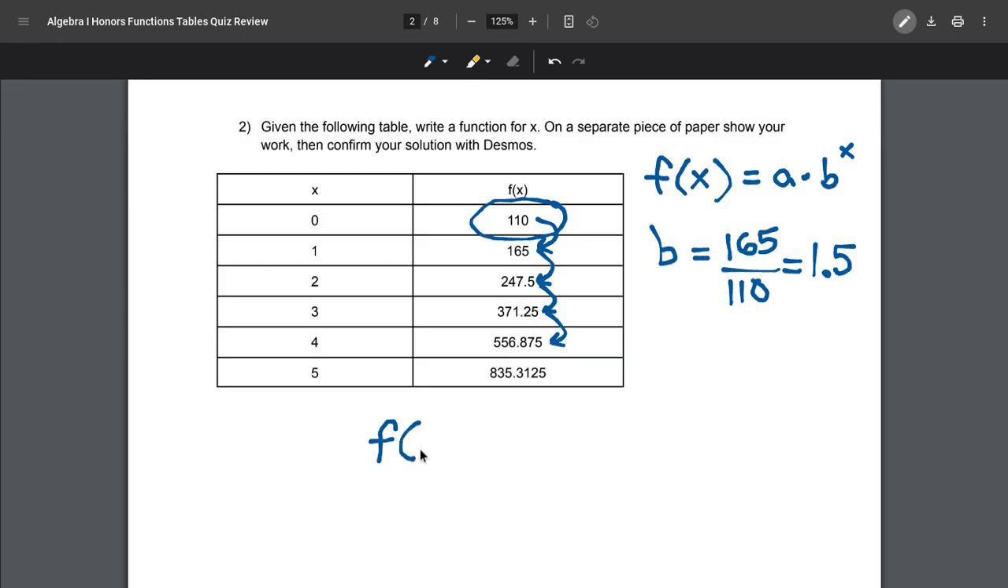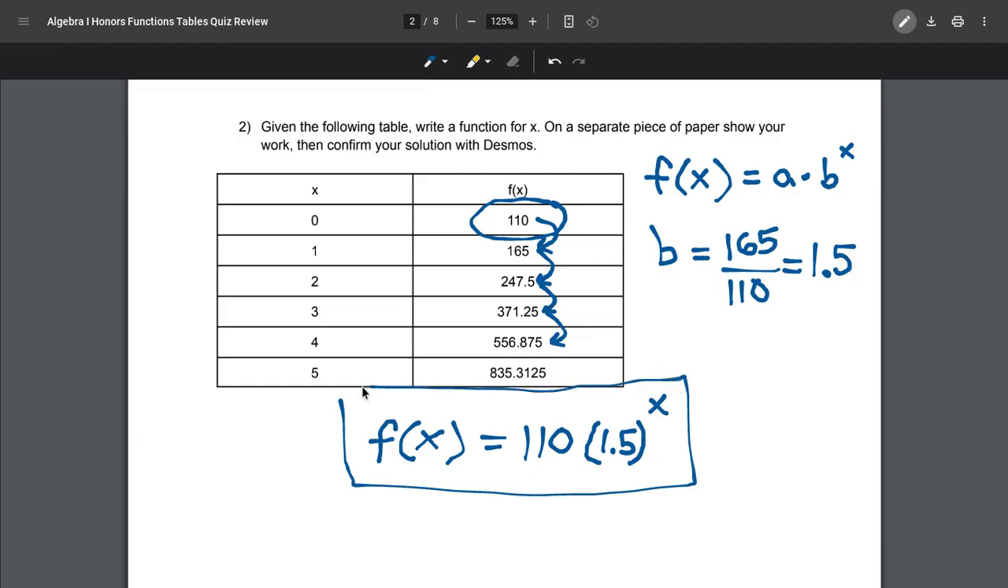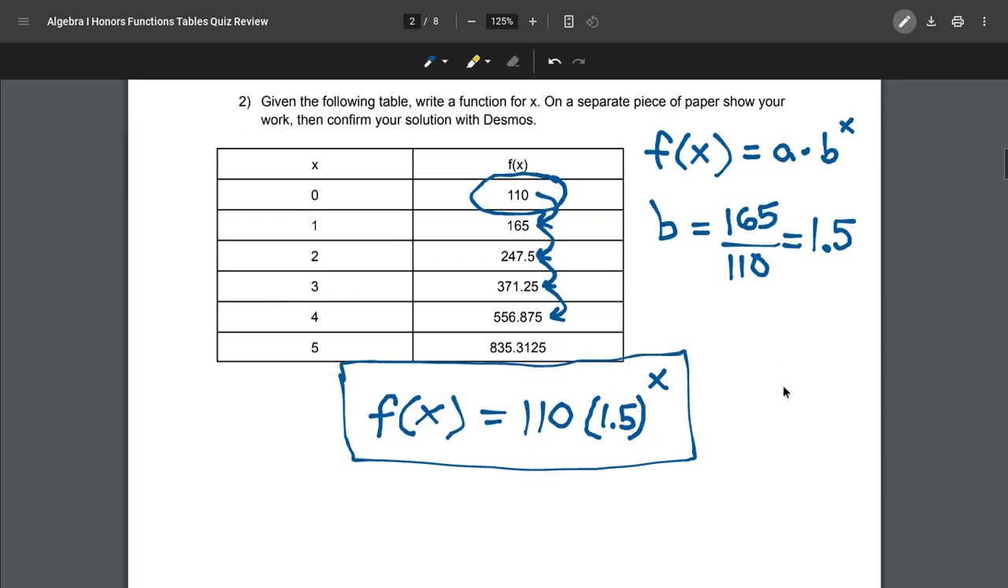So my function here is going to be f of x equals 110. And instead of using this dot, I could just write 1.5 inside of a parentheses. I kind of like doing that, using the parentheses to indicate the multiplication, just because of the visual aspect with the decimal point here. But it doesn't really matter. All right, so we got 110 times 1.5 raised to the x power. That is my function for this problem 2. Let's keep going.